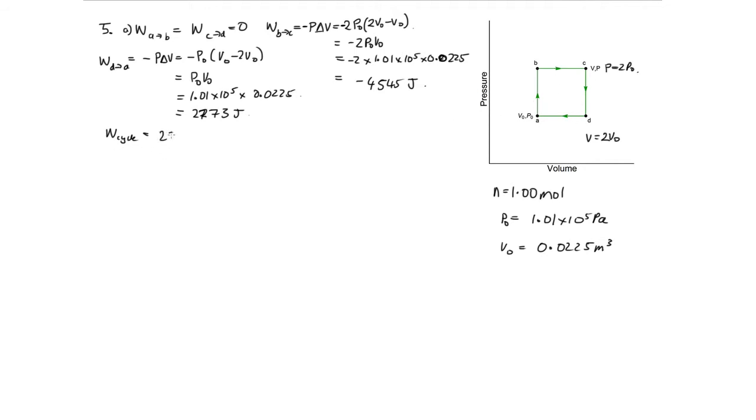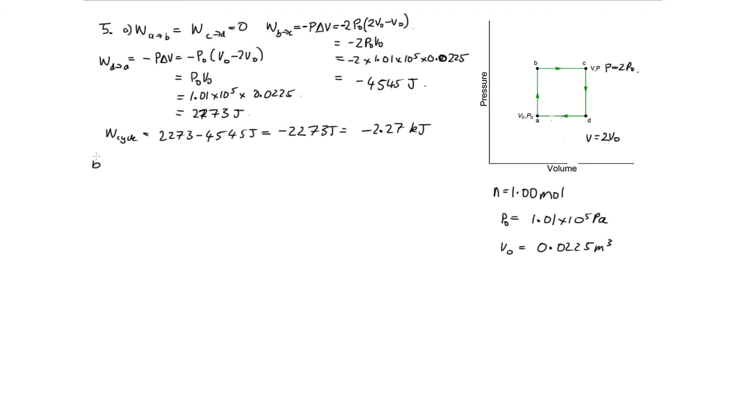So that's equal to 2,273 minus 4,545 joules, and that is equal to minus 2,273 joules, which we can write as minus 2.27 kilojoules to three significant figures. Now, if we wanted to save some time, we could have realized that the work done, this part of the rectangle, is positive under AD and negative under BC. So if we wanted to get the work done around a cycle, technically all we had to do was calculate the area inside the cycle.